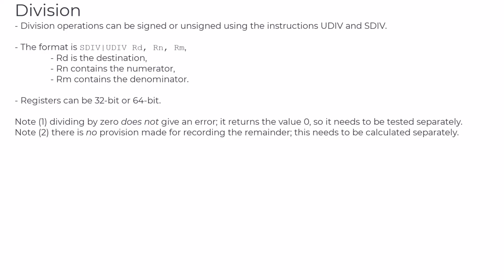A couple of things to watch out for. Dividing by 0 will not give you an error. It'll actually return the value 0. So you need to test this separately. You can't just trap on it. Also, there's no provision made for recording the remainder. So there's no such instruction as rem for remainder. You need to calculate this separately in your program.